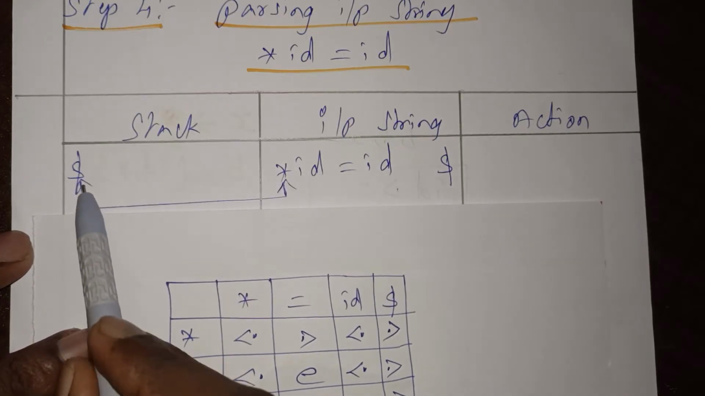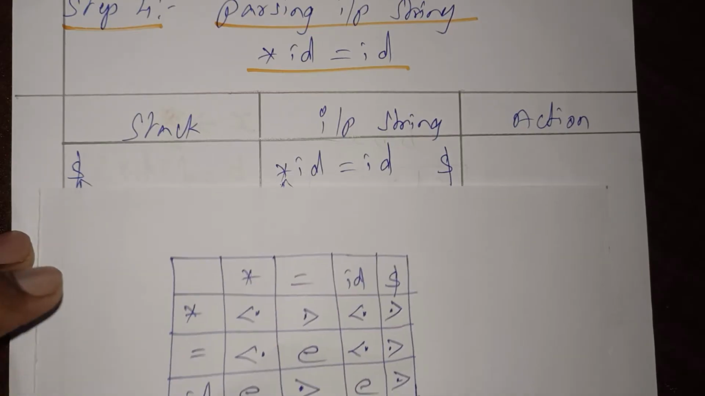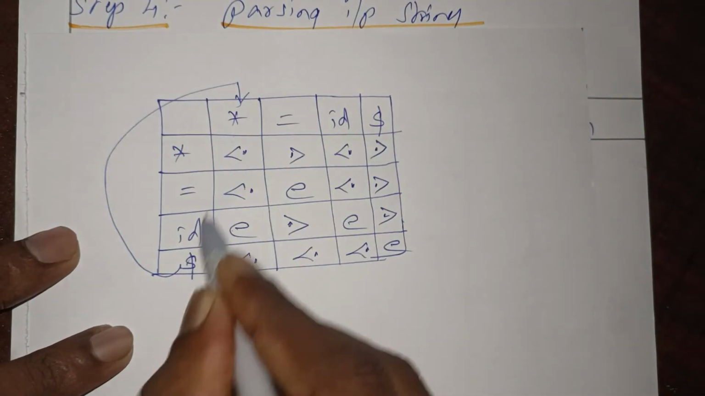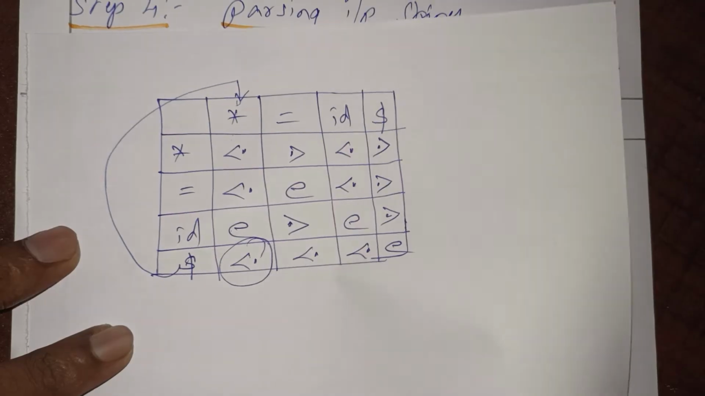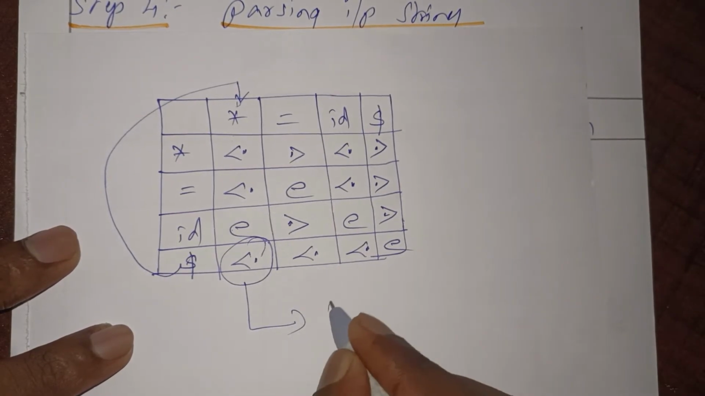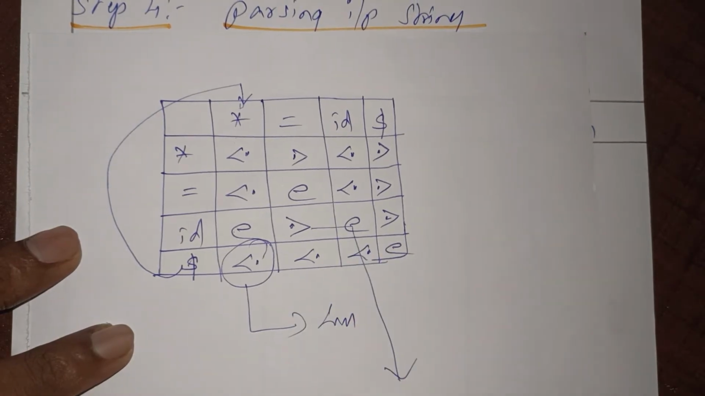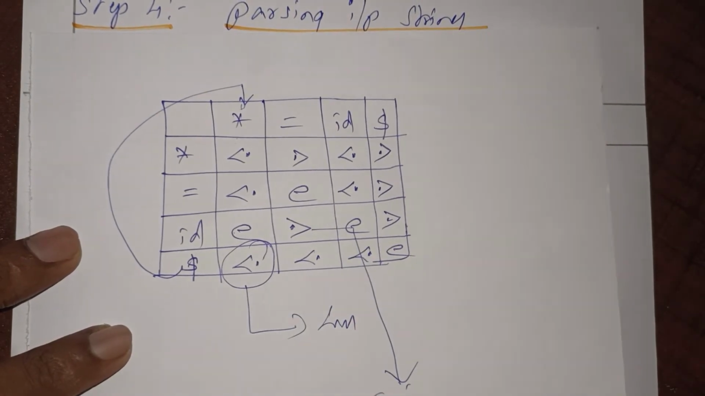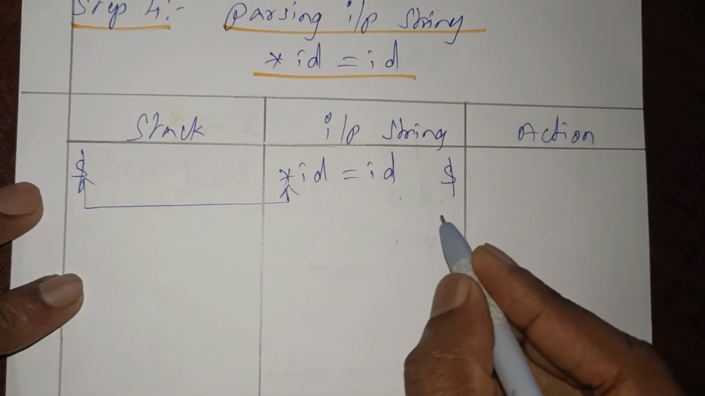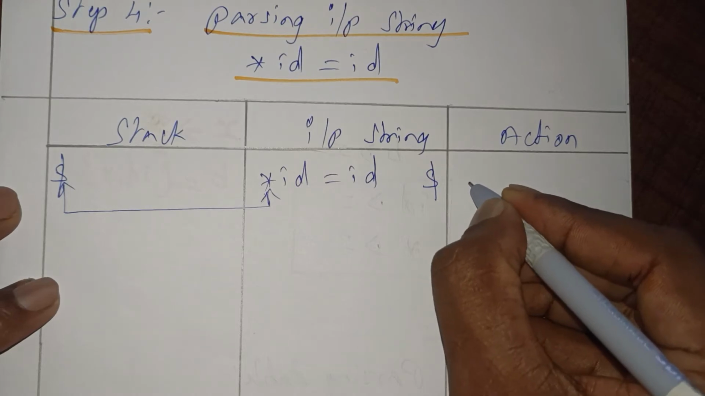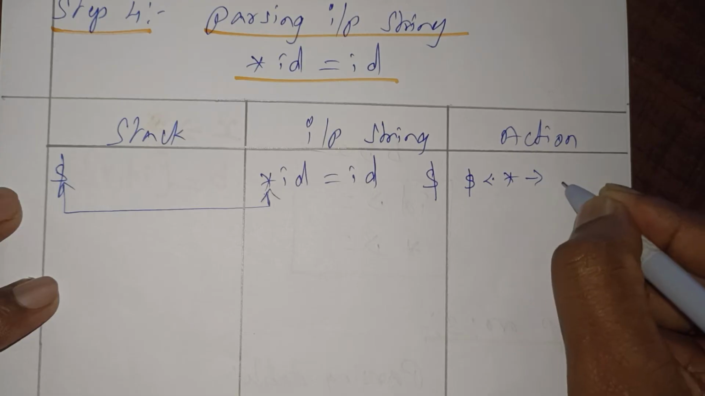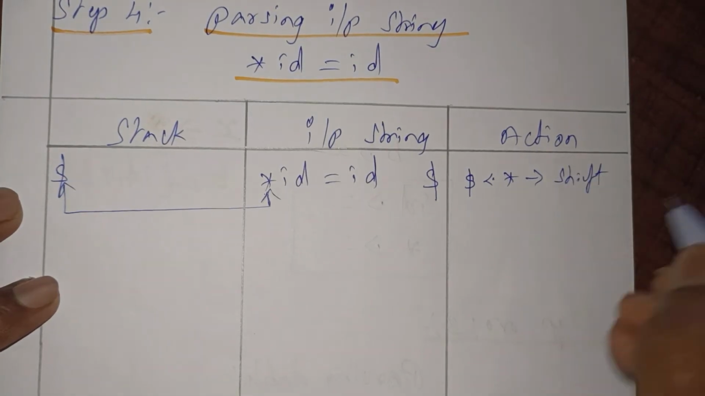Now we need to compare dollar and asterisk. We have a dollar here and an asterisk here. Dollar and asterisk, the matching symbol I'm getting is leading. This is leading, this is leading, and this symbol is called trailing. So if I'm getting a leading symbol, I need to shift. That is what I told you. So I compared dollar and got the leading symbol asterisk. That means we need to shift.